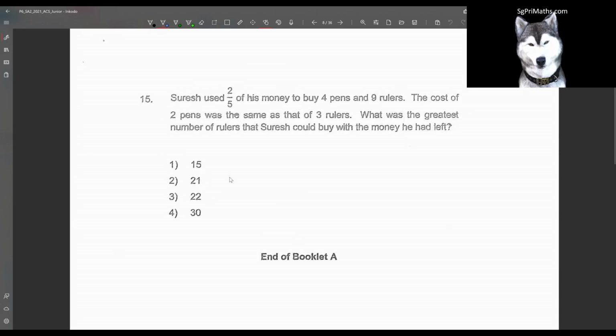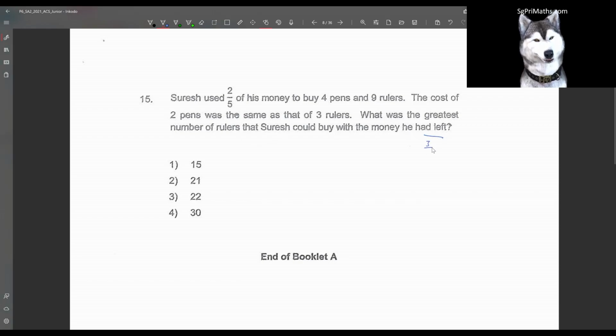Okay, last question for booklet A of paper 1. Question 15. Suresh used 2/5 of his money to buy 4 pens and 9 rulers. The cost of the 2 pens was the same as that of 3 rulers. What was the greatest number of rulers that Suresh could buy with the money he had left?